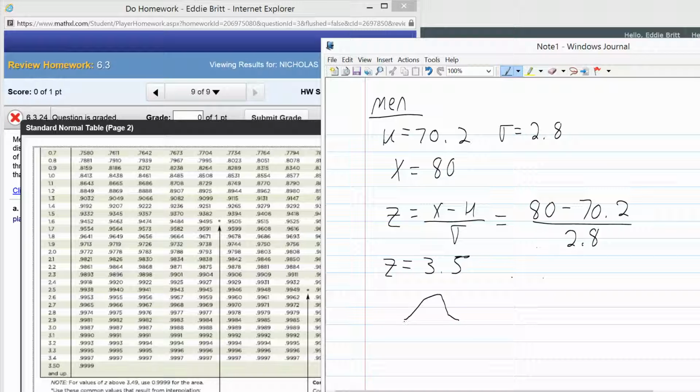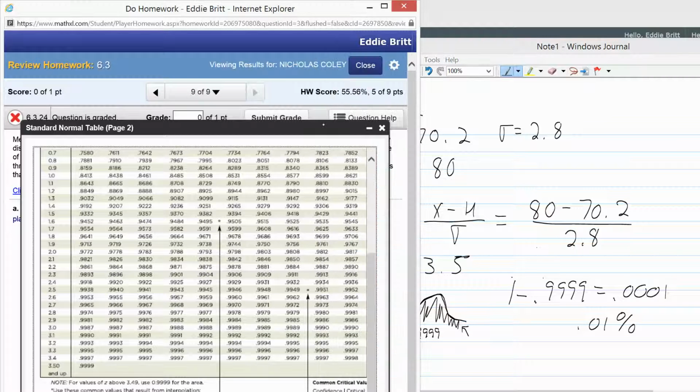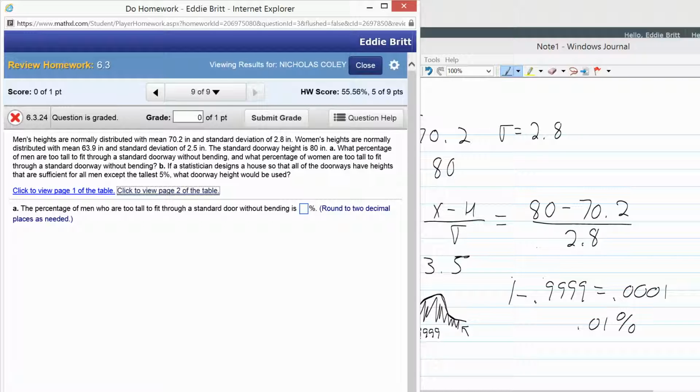So under the bell curve, we'd have about this much right here. That would be 0.9999. And if we want to know greater than that, it's this stuff over here. So you say 1 minus 0.9999. That's 0.0001. As a percentage, that'd be 0.01%. So 0.01% of all men would have to bend coming in an 80-inch door, which kind of makes sense if you think about it. A door that's 80 inches tall, there's not going to be very many men that's going to have to bend to come through that door.